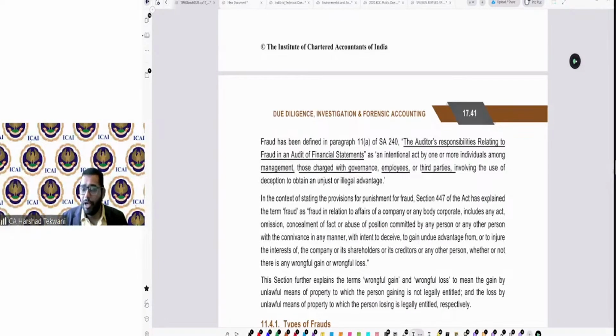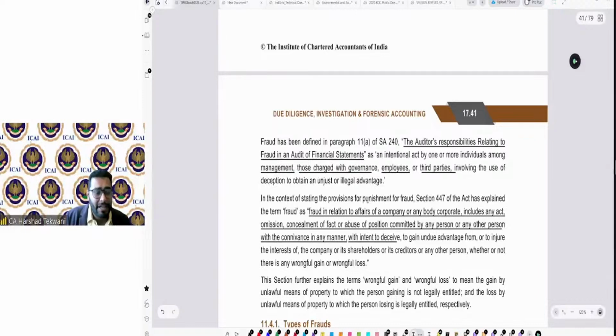Fraud means, in relation to the affairs of the company or any body corporate, any act, omission, concealment of any fact, or abuse of position, committed by a person or any other person with connivance in any manner, with intent to deceive, to gain undue advantage, or to injure the interest of the company or shareholders or creditors or any other person, whether or not there is a wrongful gain or loss. That is fraud. A very wide definition of fraud has been given.